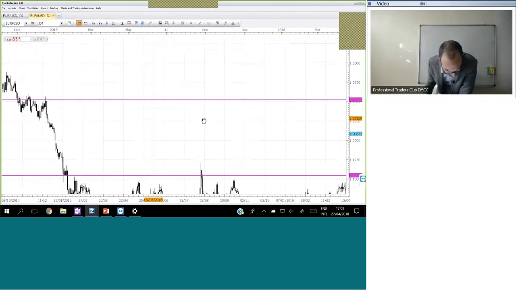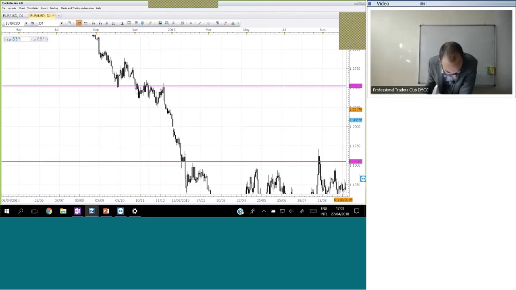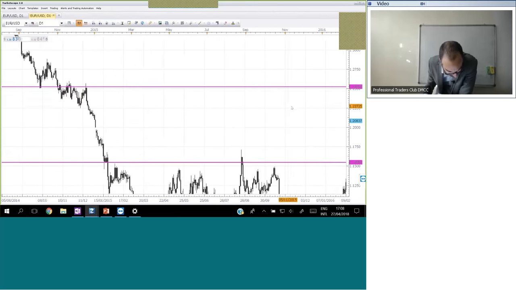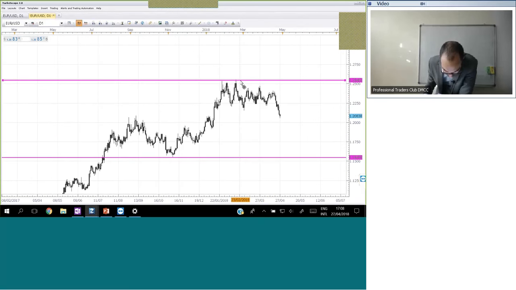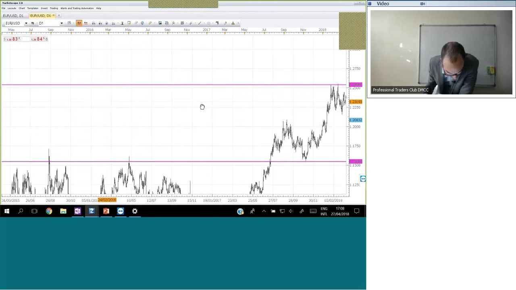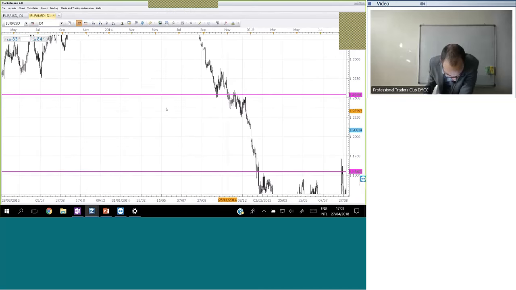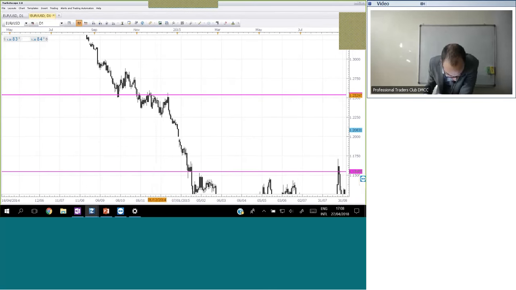Now, if I was to take action like this on the basis of the present, I was just telling you earlier, if I was to support myself at the highest, ignoring this level, you see, if I ignore this level, I would also ignore this level here. And that's not right, because there's been also a lot of price action happening here.